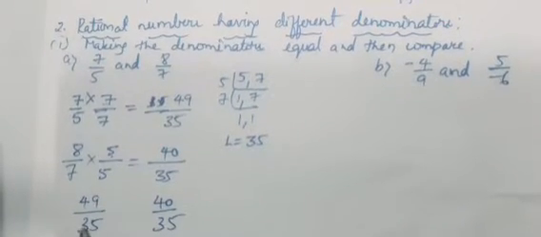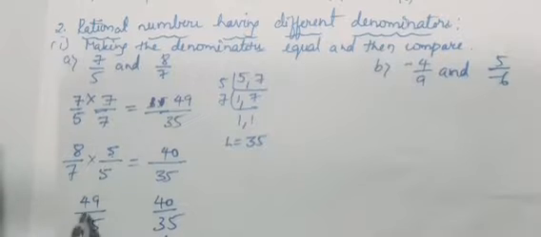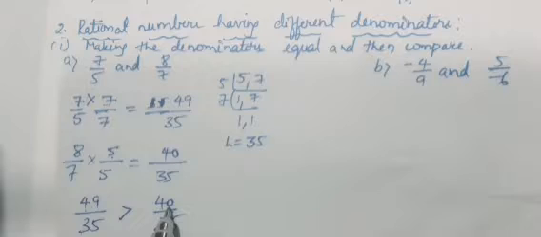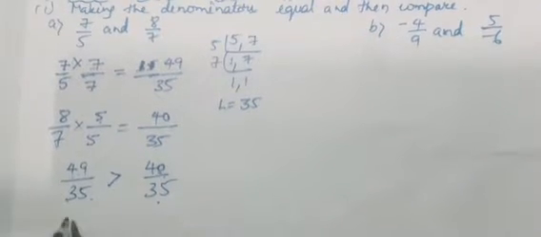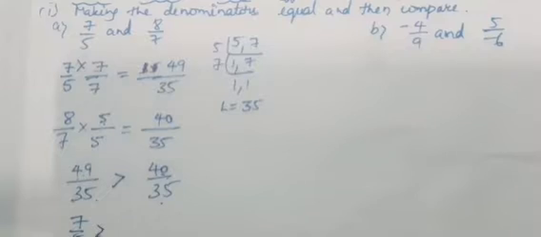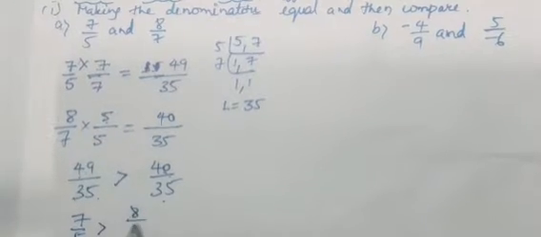We have made the two denominators common. Now compare only the numerators. 49 is greater than 40. Therefore, we can write that 49 by 35 is greater than 40 by 35. So, in the last step, we write 7 by 5 is greater than 8 by 7.